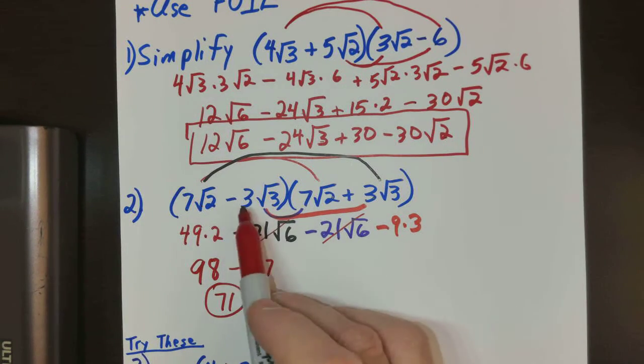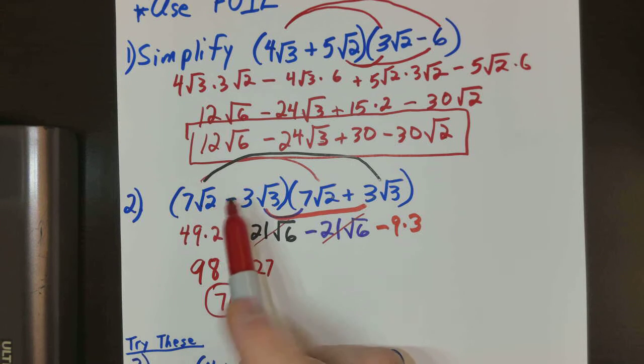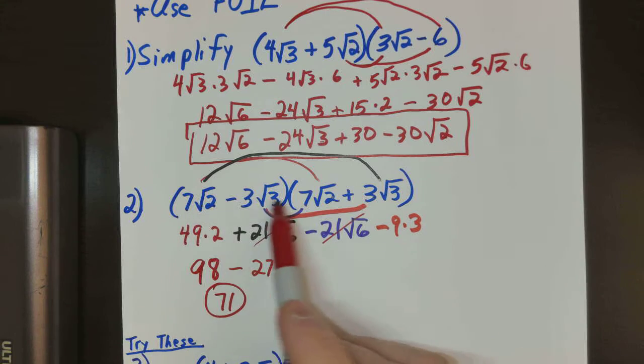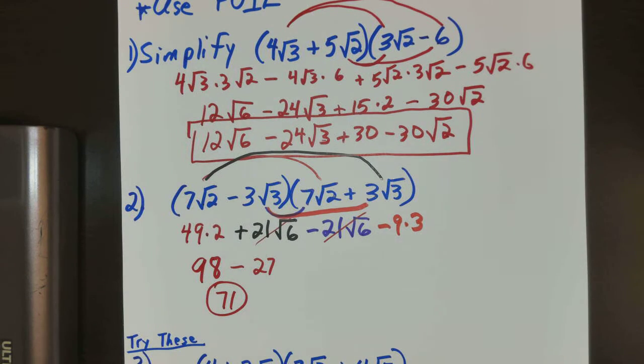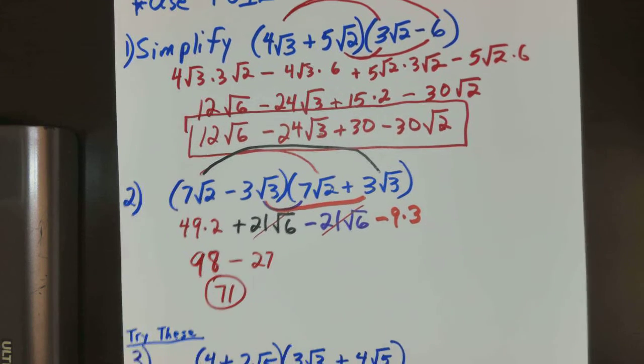Notice we dealt with this a little bit when we were rationalizing denominators. You have the minus here and the plus here. Those two are conjugates, and we lost our radical with that.